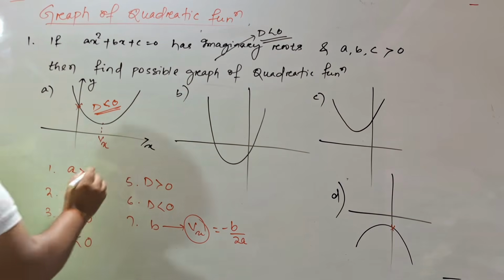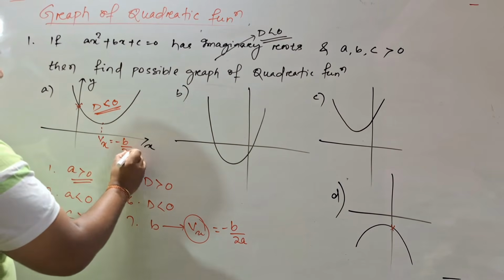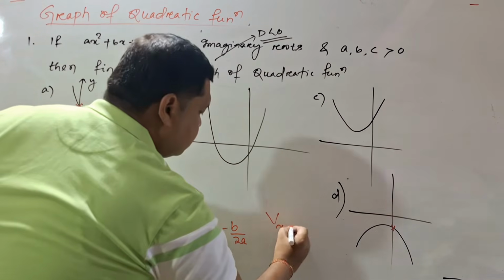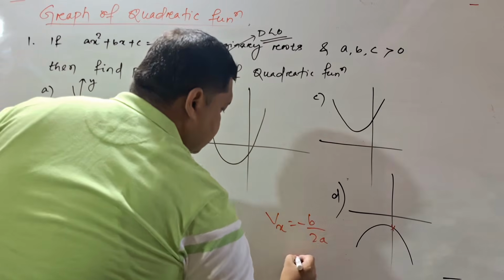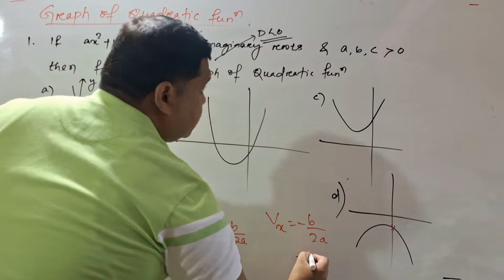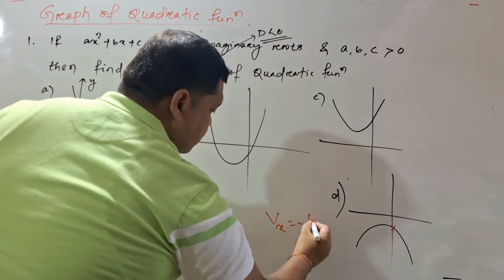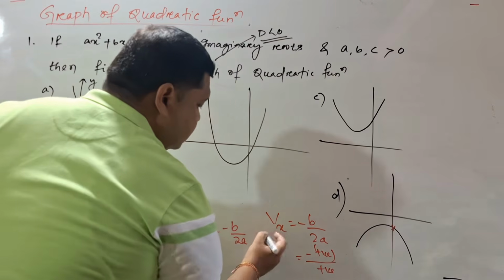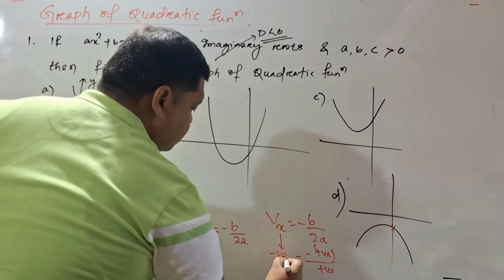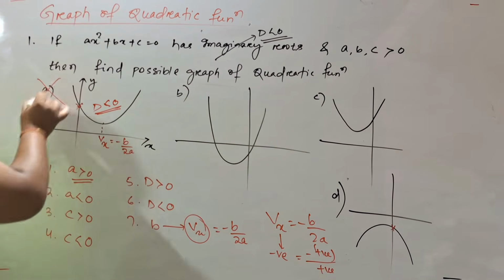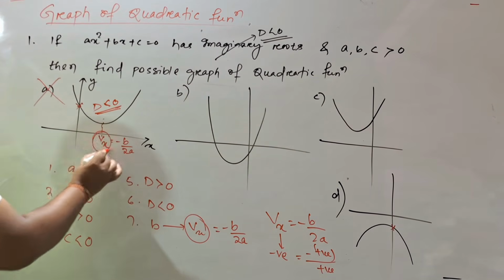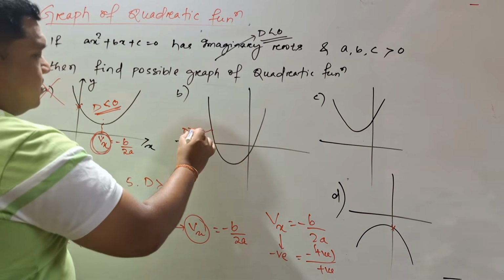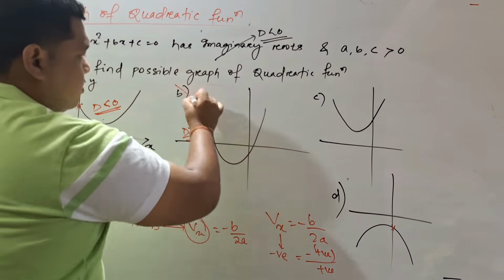Acha. If I write the vertex value here, vertex value is minus b by 2a. So here the vertex is what? In this diagram, the vertex is minus b by 2a. According to the question, A is positive, B also positive. So minus B over positive A. B positive, A positive. I mean the vertex here is what? It will be negative. But here the vertex is positive. So this is not my answer. Vertex is positive, not possible. Here D greater than 0. The parabola touches the x-axis, so not possible.